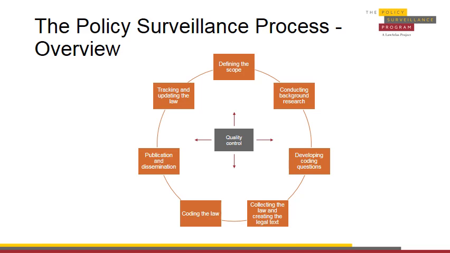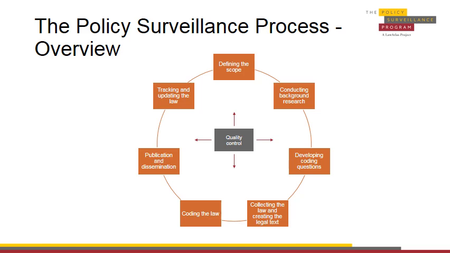Now, the team is ready to develop coding questions. The information used in the background research stage is used to create a draft of questions, which are then sent to a content expert for feedback before questions are finalized. The fourth step is to collect the laws and policies that will be used to answer the questions that the team has just developed. After collecting the law, the team codes the law, meaning that they use the laws and policies that have been collected to answer the project's coding questions.